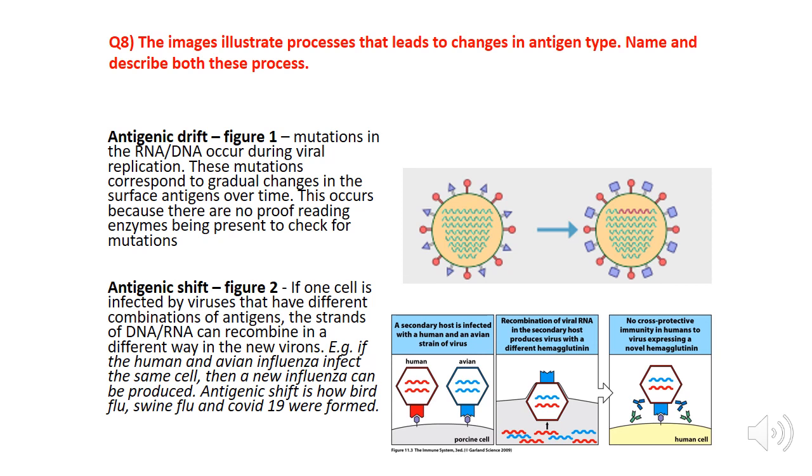Antigenic shift was figure 2. If a cell is infected by viruses that have different combinations of antigens, the strands of DNA or RNA can recombine in a different way in the new virions. So if human and avian influenza infect the same cell, a new influenza can be produced. An antigenic shift is how bird flu, swine flu and COVID-19 were formed.